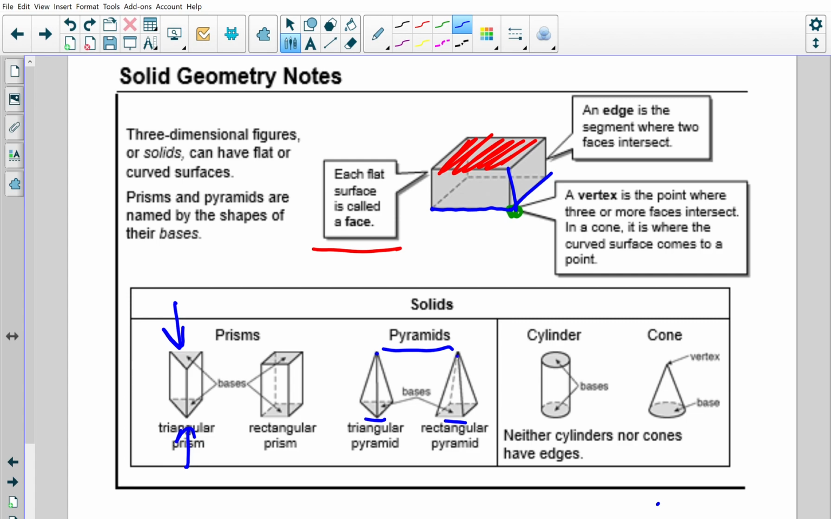And then when you add circles as the base as opposed to polygons, right? Here we have a triangle. Here we have a quadrilateral. Again, triangle, quadrilateral, in this case rectangle. When you add a circle, well, now you have what's called a cylinder and a cone.